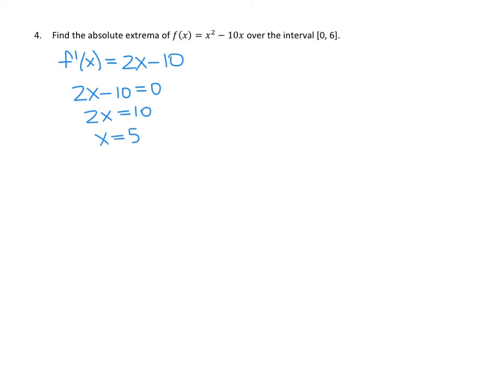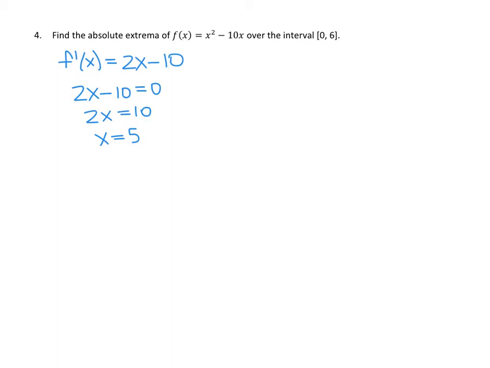In this next example, we're finding the absolute extrema of the function x squared minus 10x over the closed interval 0 to 6. Our first step in finding absolute extrema is to take the derivative to find the critical values. f prime of x here is going to be 2x minus 10. Now to find the critical values, we're going to set the derivative equal to 0. So we're setting 2x minus 10 equal to 0 and solving for x. So we have 2x equal to 10, so x is equal to 5, which is our only critical value here.